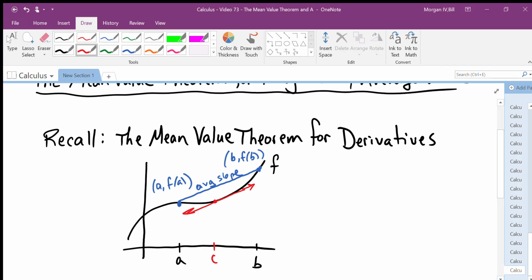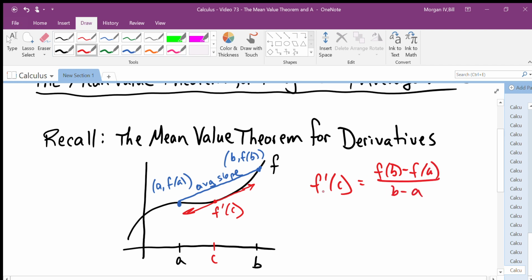What that means is the slope at a particular point c is given by the derivative, the rate of change of that curve at c, f prime of c. The average slope is given by f of b minus f of a over b minus a. And so the mean value theorem for derivatives said there's a c that exists such that f prime of c is equal to f of b minus f of a over b minus a. The slope at c is equal to the average slope. That's the mean value theorem for derivatives.